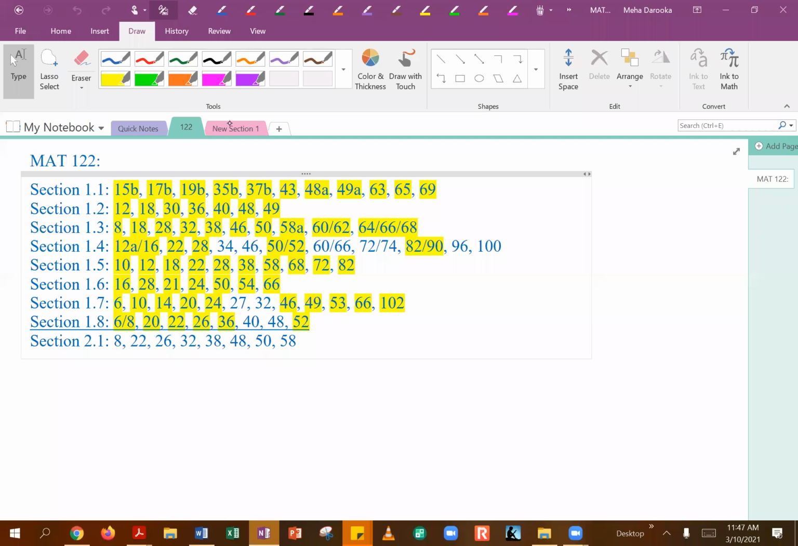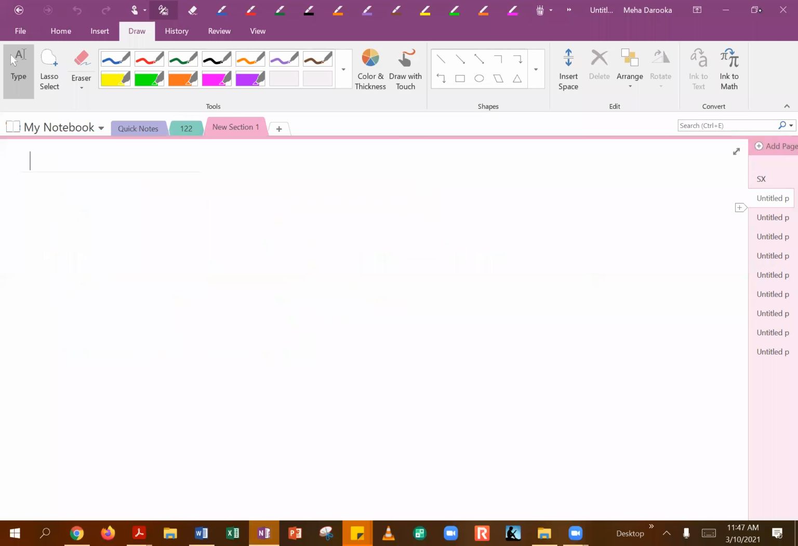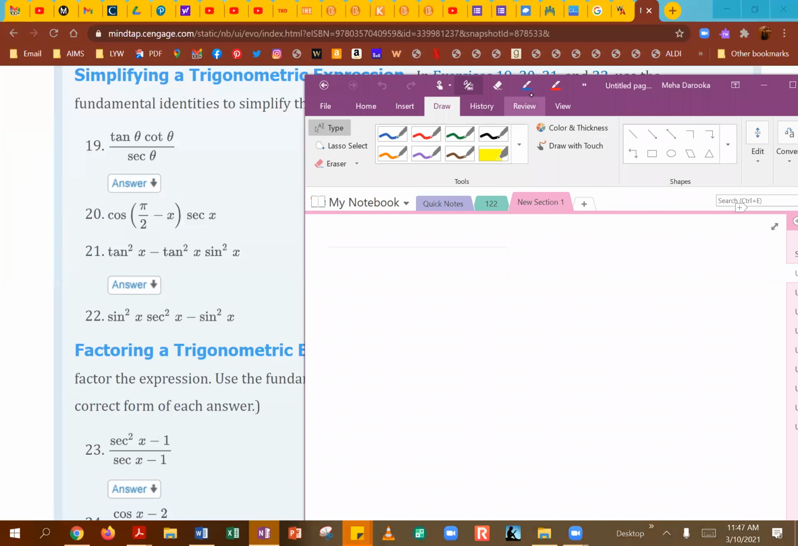There we go. So this one is number 22. And let's see, we are given sine square of x multiplied with secant square of x, and then we are subtracting sine square of x.